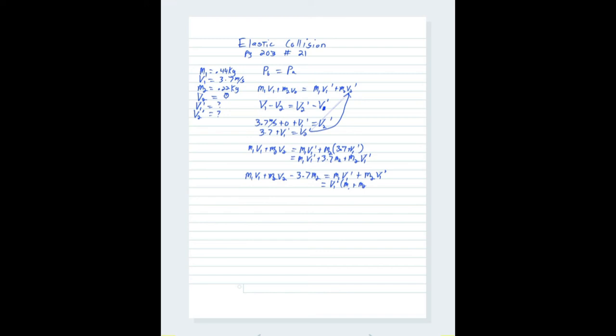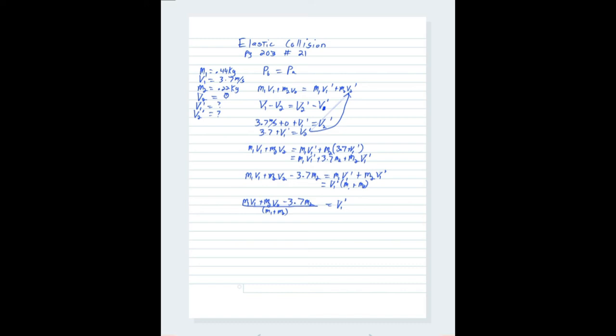Okay, now if I take that and divide both sides by the quantity M1 plus M2, I now have V1 prime by itself. So I'm going to have M1V1 plus M2V2 minus 3.7 M2 divided by the quantity M1 plus M2 equals V1 prime. So now I have it, and these are all numbers that I can calculate, okay?